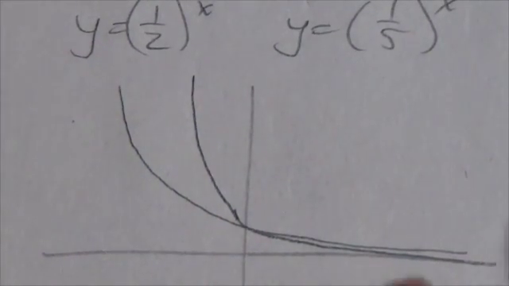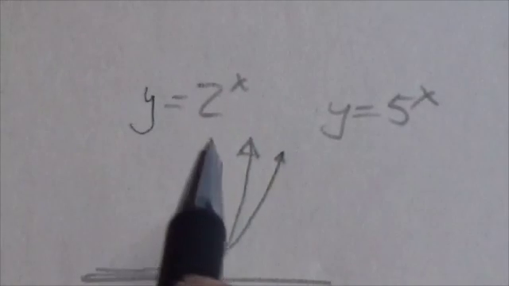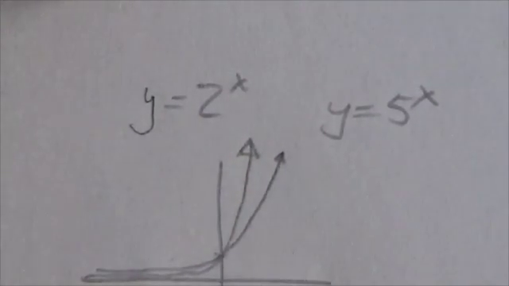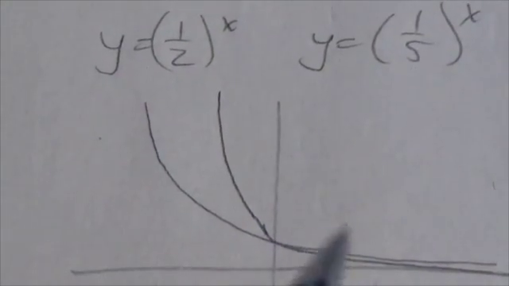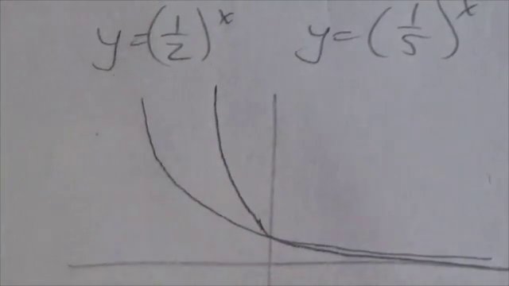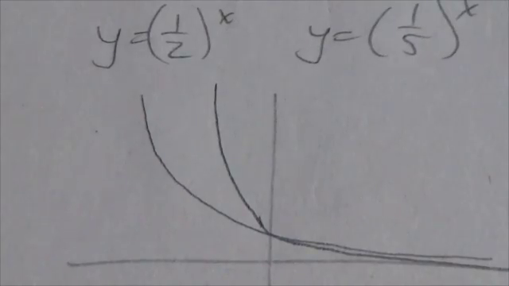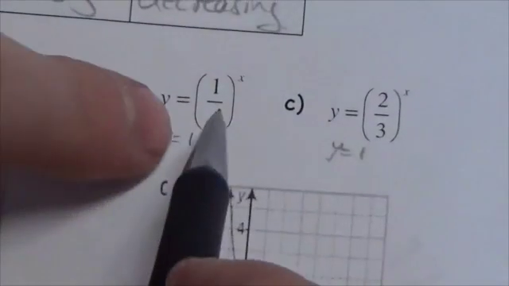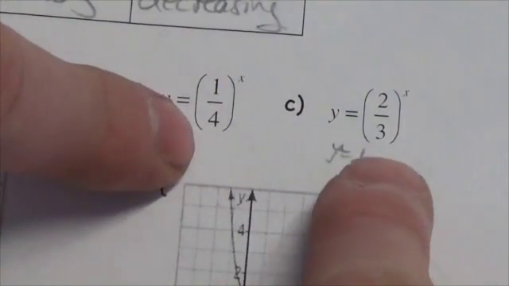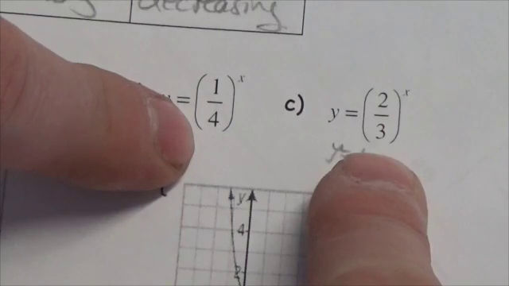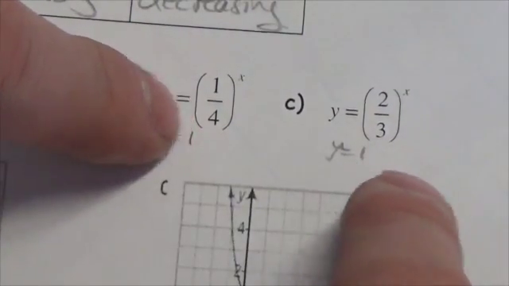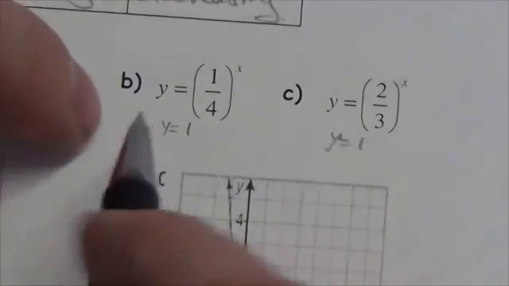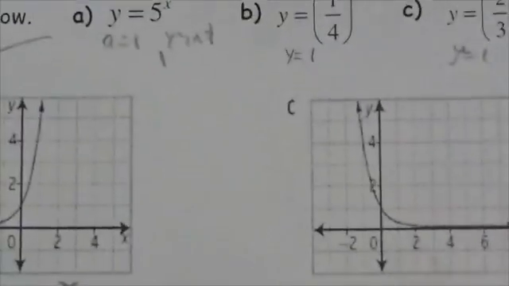It's this kind of opposite effect here. Up here, the larger the base, the quicker it's going to shoot up. Down here, the smaller the base, the quicker it's going to drop down. Okay? So, take a look now at these two right here, 1/4 and 2/3. Which of those two is smaller? 1/4. 1/4 is 0.25. 2/3 is like 0.6 repeating. So this one is going to drop down much quicker.